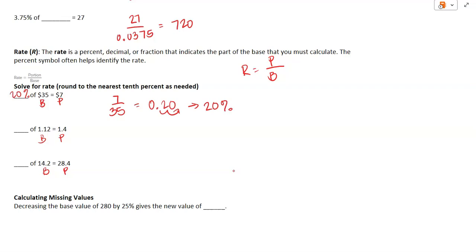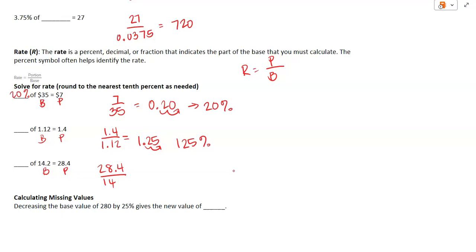For this next one here, I'm going to take my portion of 1.4, and that's going to go over 1.12. Okay, this is equivalent to 1.25. Again, I need to convert this to a percentage, so my decimal goes 2 places to the right, and this becomes 125%.